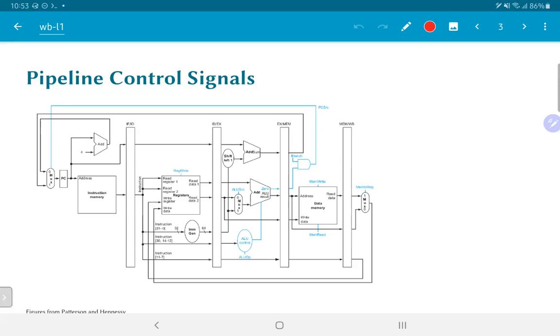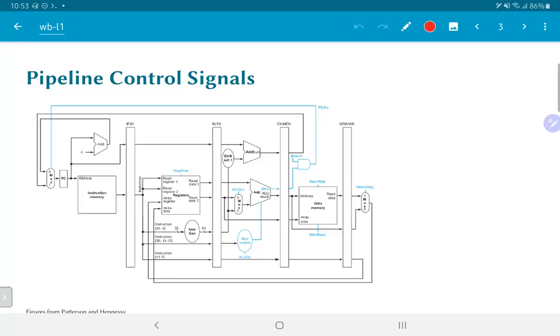The ALU source is applied in the EX stage in order to determine which input goes into the ALU. The PC source is basically determined in the fourth stage, that is the mem stage. Mem read and mem write are once again used in the mem stage. Mem to reg is used in the multiplexer in the write back stage, and so on. So we can see where each of these signals is used.